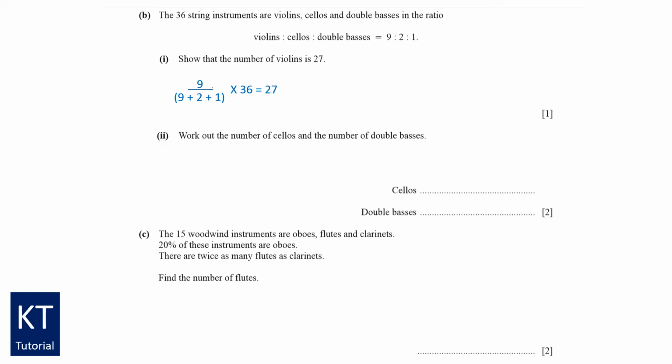Next, work out the number of cellos and the number of double basses. The math should get you to 6 and 3 respectively.